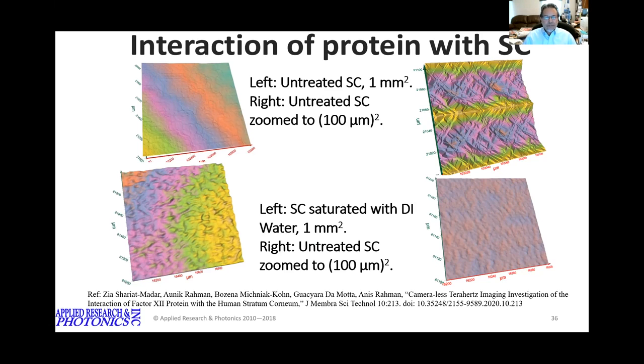On the bottom panel, on the left is the stratum corneum treated with DI water. Just deionized water was applied on top of the stratum corneum. As you can see, comparing the collagen structure on the top, untreated, with the bottom, saturated with DI water, it changed the texture of the stratum corneum.